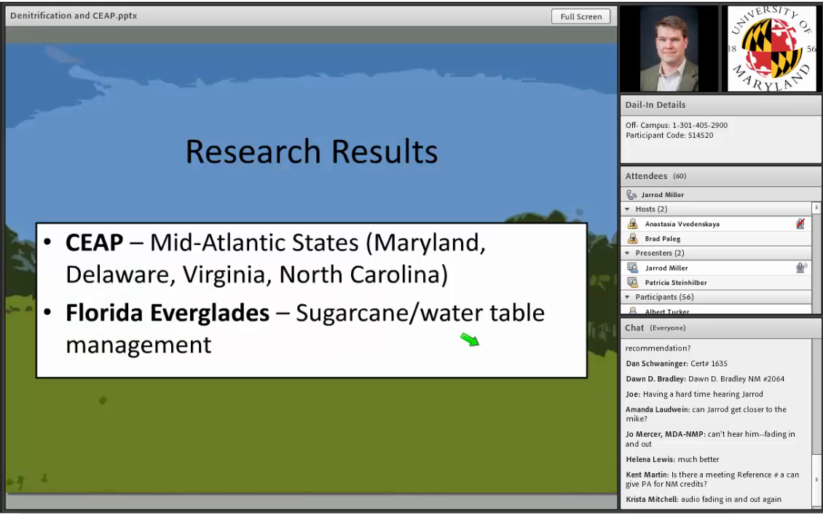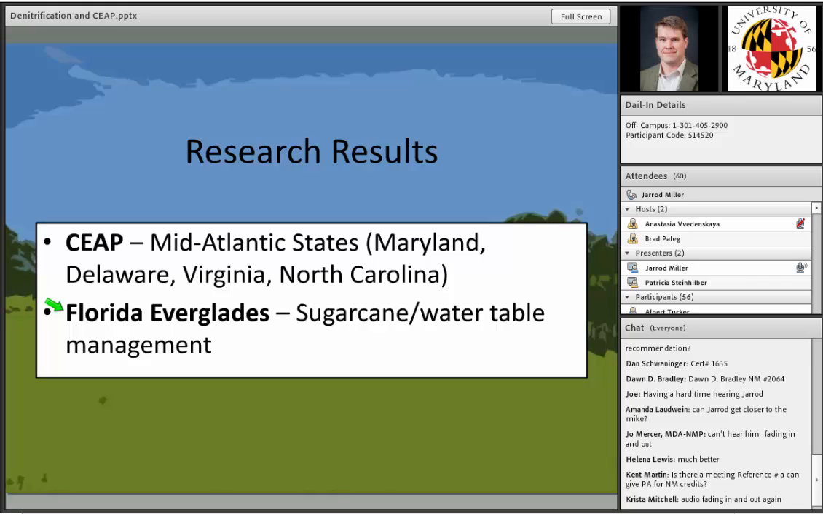And here were two of the projects that I got to work on when I was at the ARS in South Carolina. The first one is the SEEP project. These were mainly, for me, in the mid-Atlantic states, including Maryland, Delaware, Virginia, and North Carolina. And then in the Florida Everglades, we did some work with sugarcane and water table management.